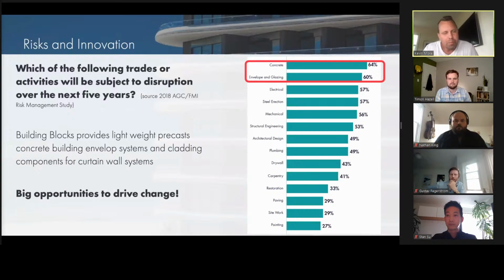Also, part of the same paper from FMI, they looked at what part of the construction process has the greatest opportunity for disruption. And what they came back with was that it's concrete and the building envelope and glazing. Building Blocks is very fortunate that that's what we work in. We manufacture lightweight precast building enclosure systems. So that gives us great opportunity for impacting the way that buildings are built.